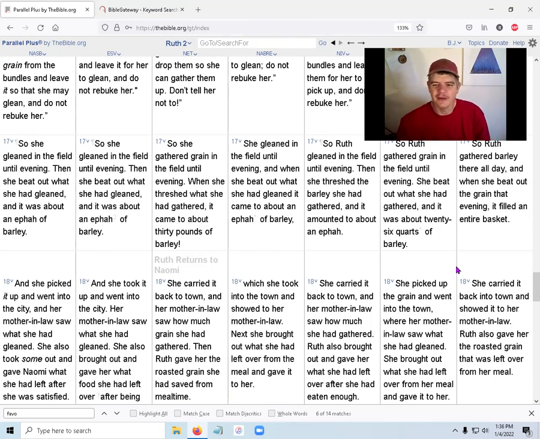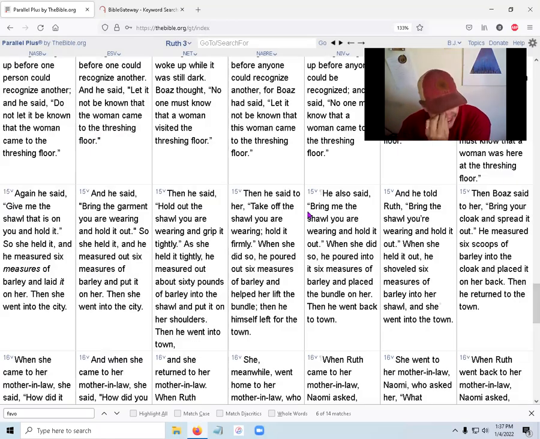That's a lot. Look at this. She beat the grain out of the wheat. It filled an entire basket. The NLT is trying to be as easy as possible. Forget all the numbers. Forget all the ephahs, the quarts. 30 pounds, an entire basket. Okay. Now, how much did he give her here?